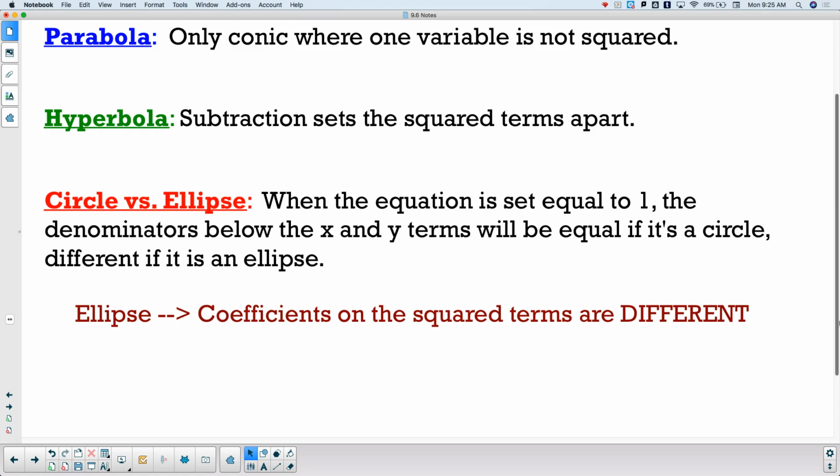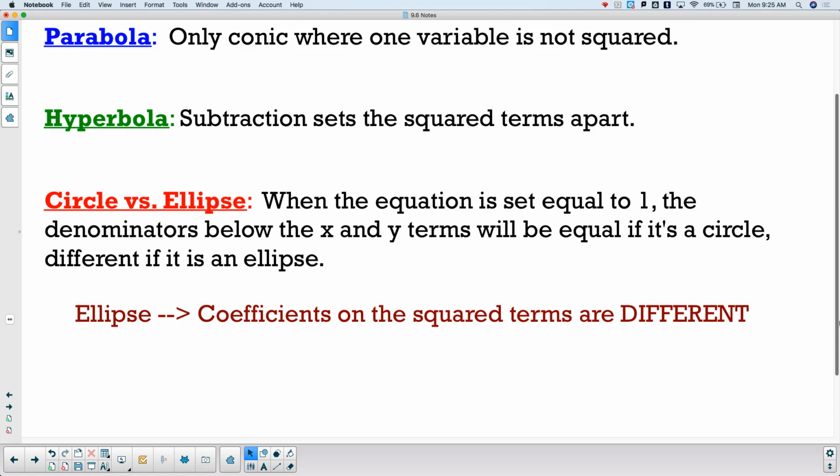The reason that we have to know those differences, or ways to differentiate between them, is because of how the problems now are going to look.